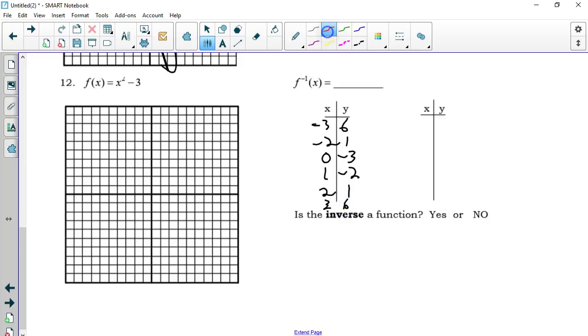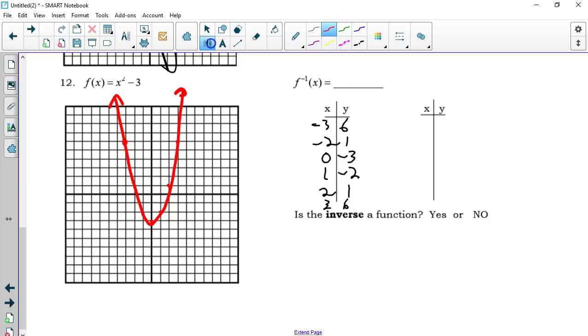And I'm going to graph those. So negative 3, 6. I only want one of those. We're just picking up everything. Negative 2, 1. Zero, negative 3, my vertex. 1, negative 2. 2, 1, and 3, positive 6. I also obviously missed negative 1, negative 2. So that's another point. And there's my parabola. Looks a little bit more like a V, an absolute value, but there's my parabola.